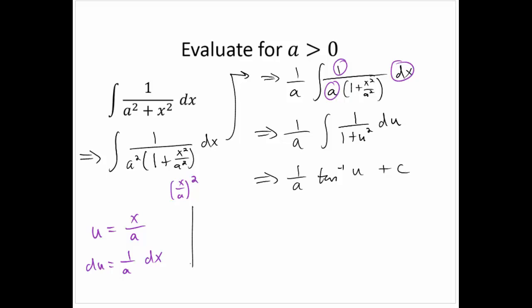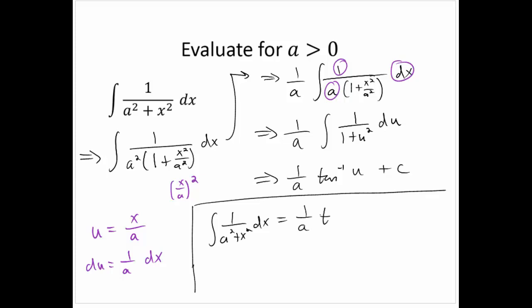And again, now substituting back, I'd have that the integral of 1 over a squared plus x squared dx is equal to 1 over a arctangent x over a plus a constant. And this is again a formula I'm going to ask you to memorize in the next chapter. All right, that concludes this section on the calculus of inverse trigonometric functions.